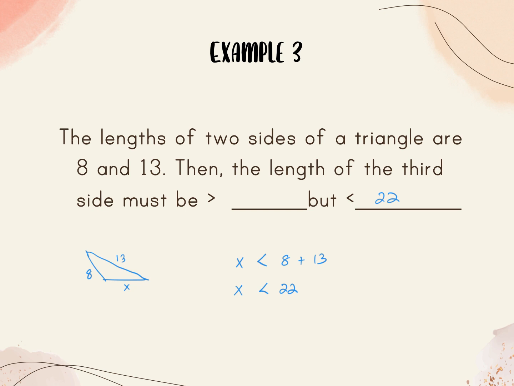Well, there's another part to this rule, and it says that the third side is always going to be less than the sum of the other two sides, but it's always going to be greater than the difference. So 13 minus 8 is 5, and I know that x has to be bigger than 5. So it has to be greater than the difference, but less than the sum of the other two sides. And so that's an inequality. I know it has to be in that range. It cannot include 5 or include 22.